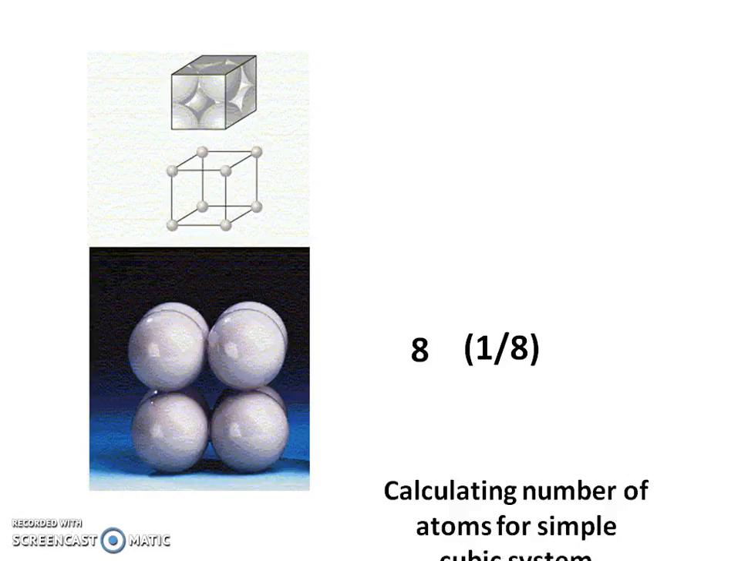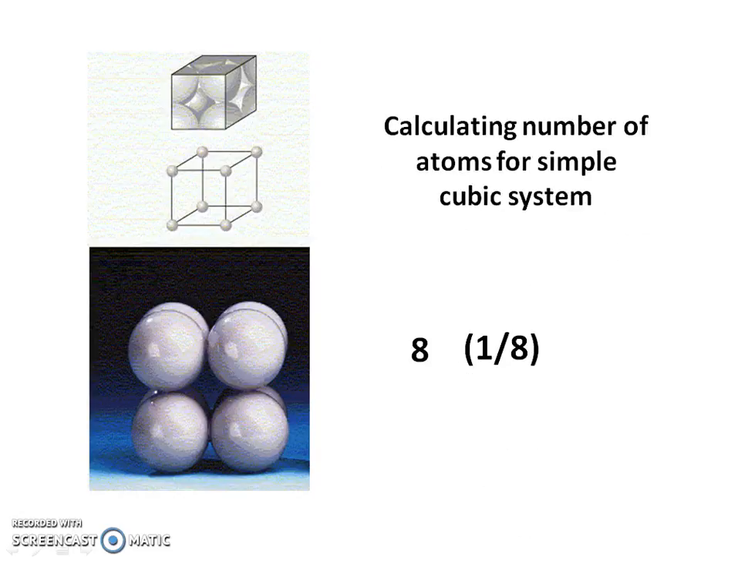And now what we are going to do here is calculate the number of atoms for a simple cubic system. So this is a simple cubic system, as I said. Now I'm going to calculate how many atoms are there in this simple cubic system. For that, I have to do two things. One, how many atoms are there at the corner? That I have to calculate. And then I have to see what is the contribution of that particular atom to that particular unit cell.